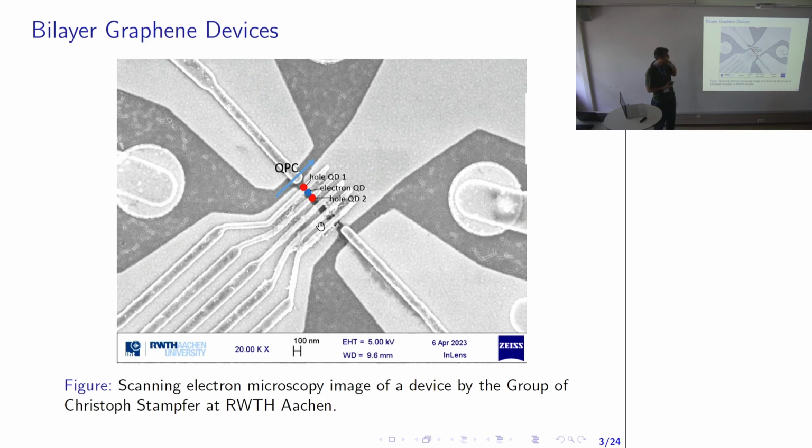So this is a scanning electron microscopy image of a bilayer graphene device by Christoph Stampfer group at Aachen. So what you're seeing here is a set of gates. These are the gates. This is insulating material, actually, because this is the top view, and below the insulating material there is bilayer graphene.